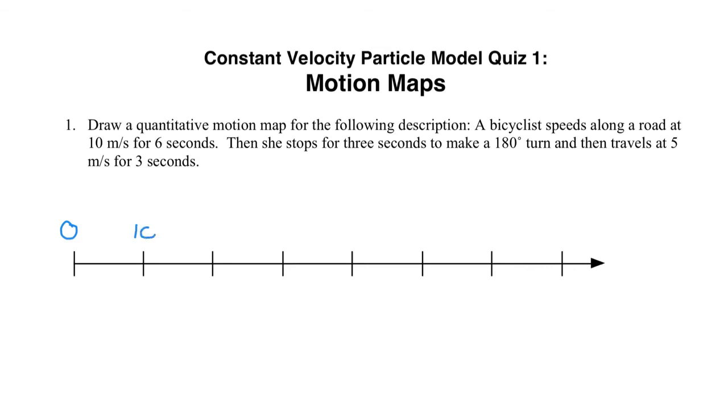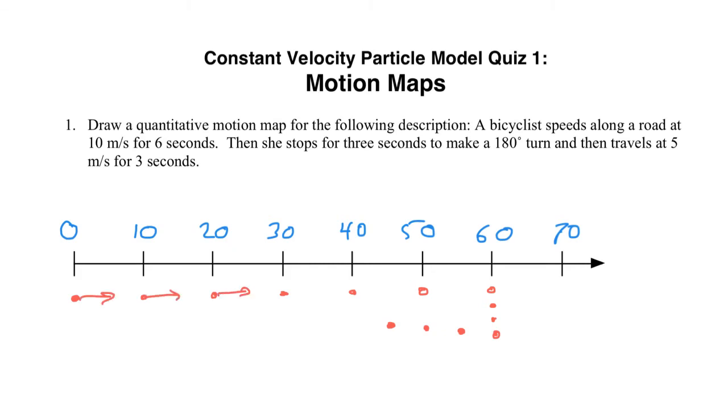All right, 0, 10, 20, 30, 40, 50, 60, 70. Let's just assume that she starts at a starting position 0. And it says 10 meters per second for 6 seconds. So that's 1, 2, 3, 4, 5, 6. Then she stops for 3 seconds. 1, 2, 3. And travels at 5 meters per second for 3 seconds. So half the velocity. 1, 2, 3. Once we're finished with our dots, we can draw our arrows. 1, 2, 3, 4, 5, 6. 1, 2, 3. And you're done.